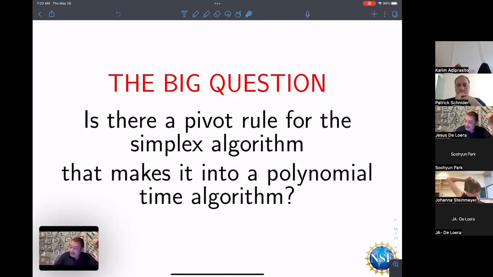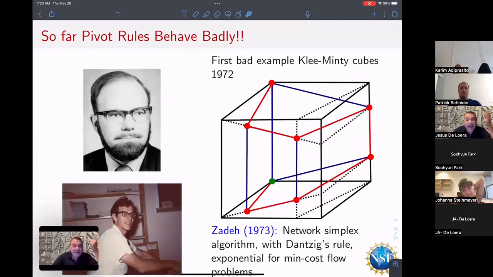And unfortunately, so far we have bad news. Since 1972, we have received bad news about pivot rules. So people invented pivot rules already. Danzig, when he invented the simplex method, invented a bunch of pivot rules. He tried several pivot rules, and he was always wondering, well, are they efficient, right? Are they theoretically efficient? Can I prove that my algorithm is going to finish in a number of iterations that is polynomial, or a nice number of iterations, right?